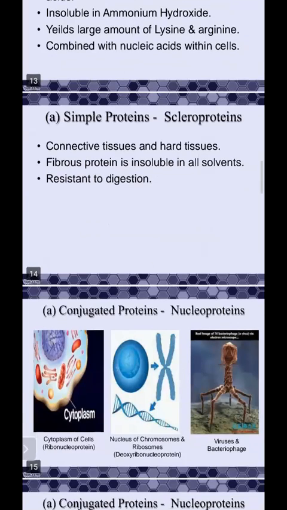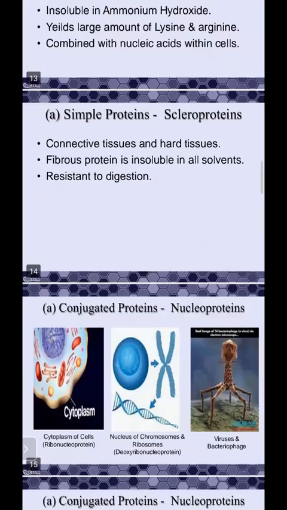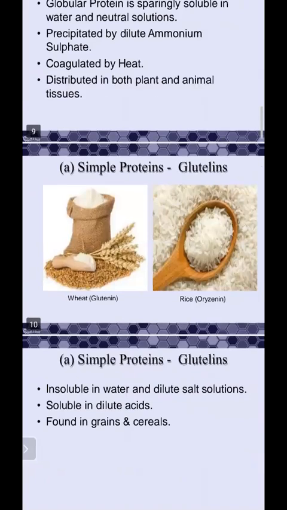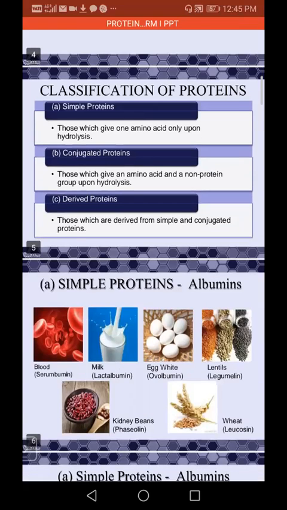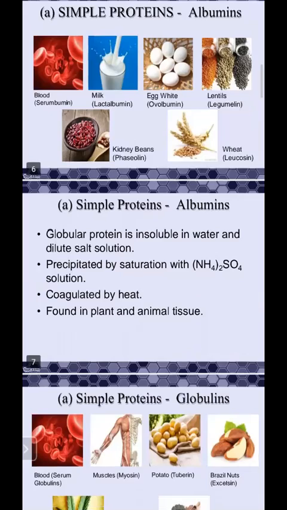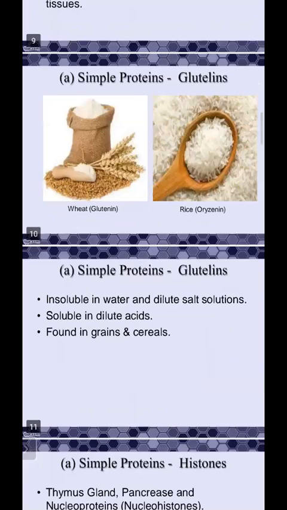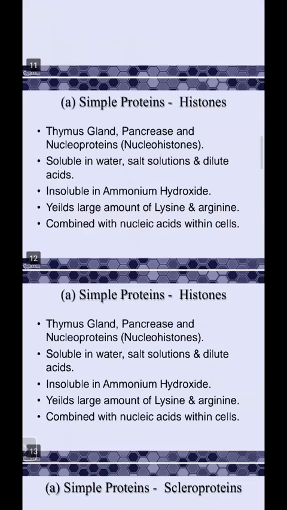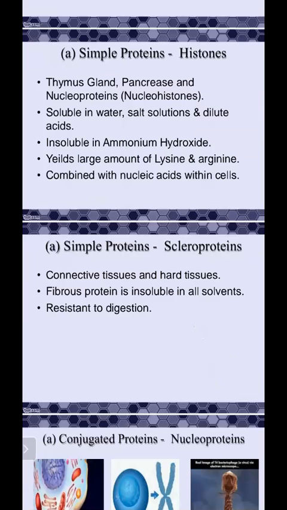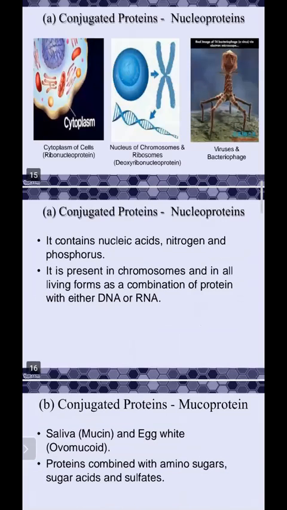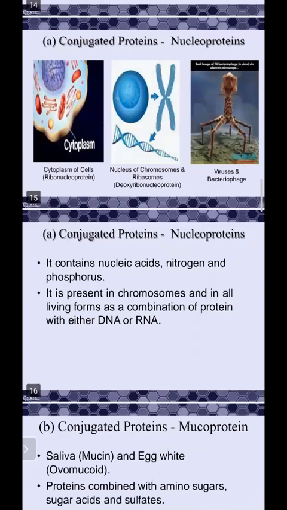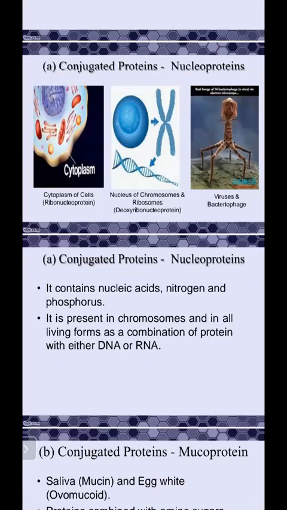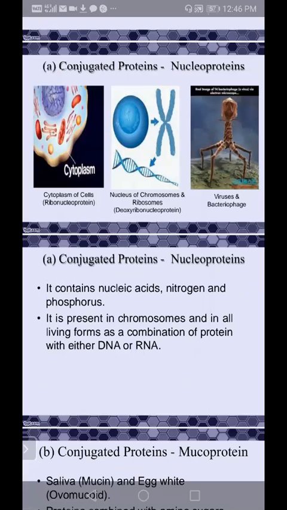Next is conjugated protein. This was all about examples of simple proteins. In simple proteins we have done albumin, globulin, gluteins, and then histones. The classification is simple protein, conjugated protein, and derived protein. So what are simple proteins? Proteins that give only amino acids on hydrolysis. That is your simple protein.